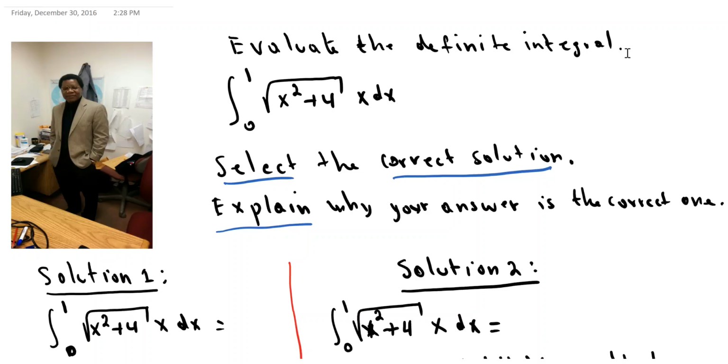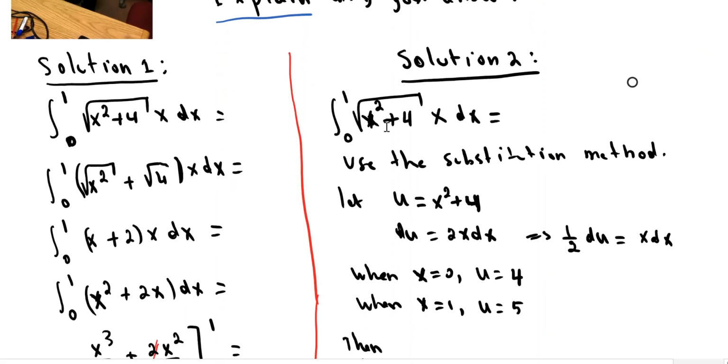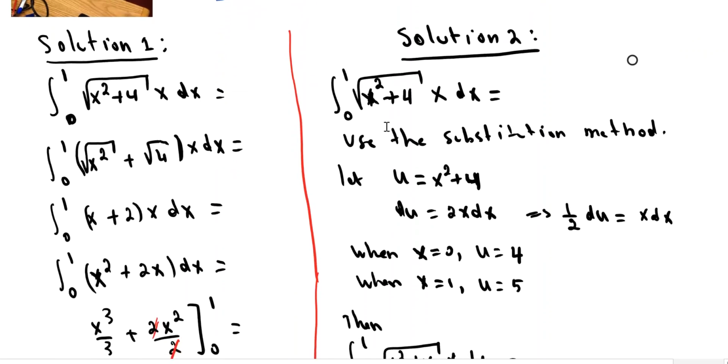So let's look at these solutions. We have the integral from 0 to 1. So this is solution 1. The integral from 0 to 1 of square root of x squared plus 4 times x dx equals 2.